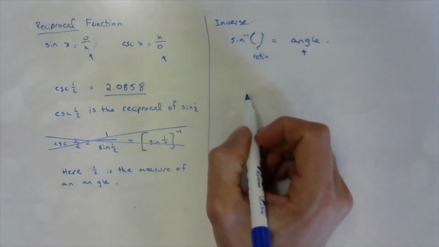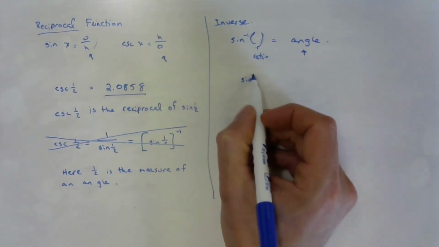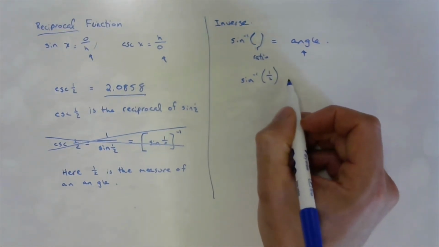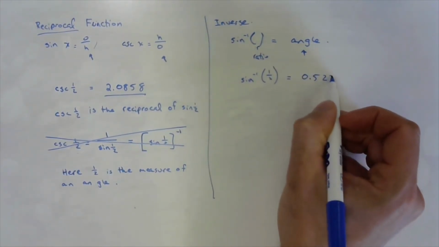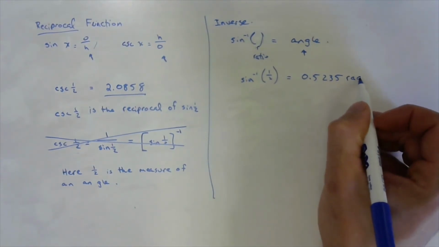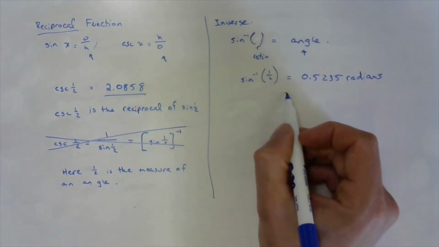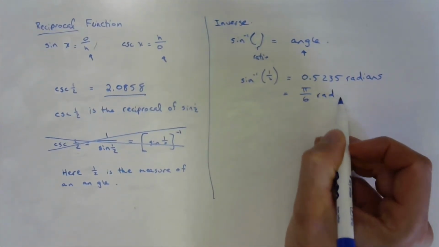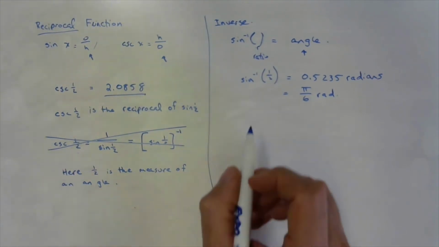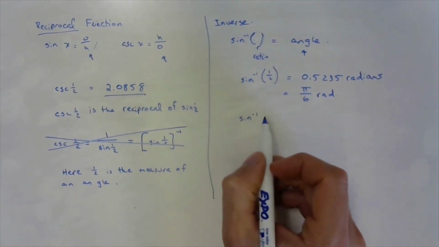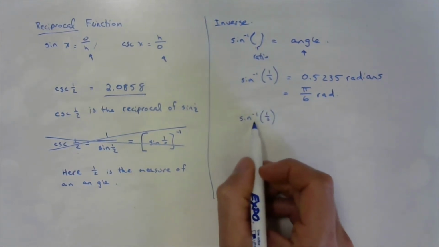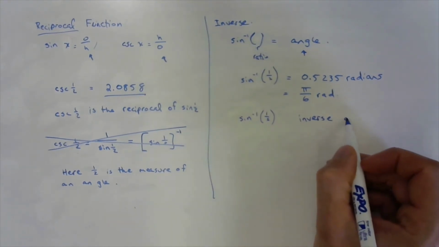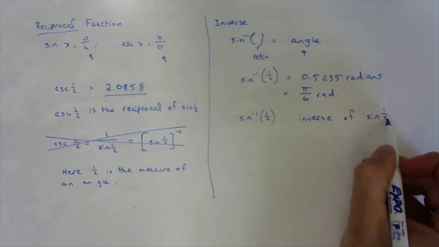That's different from on this side, where if you take your calculator and you take the inverse sine of 1/2, you end up with 0.5235 radians in your calculator, but you know your special angles, okay? That's pi over 6 radians. This is the inverse sine of 1/2, okay? So this is the inverse of the sine of 1/2.